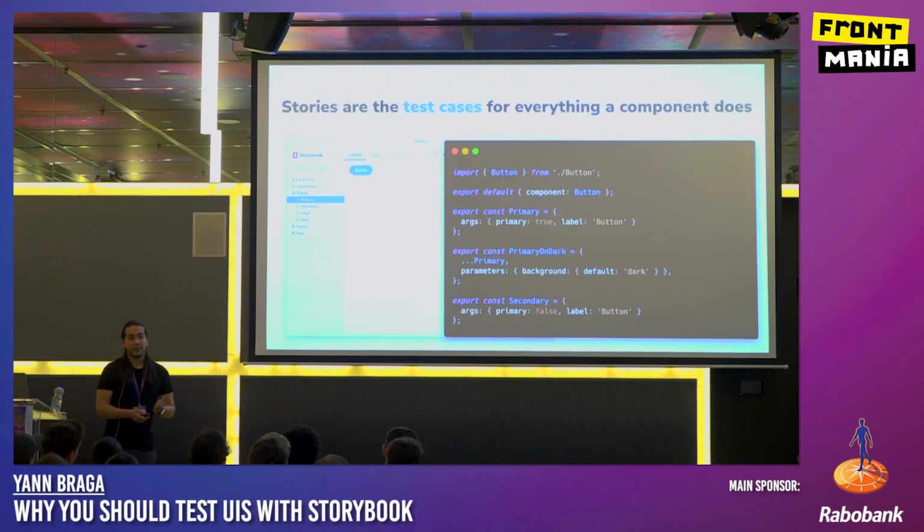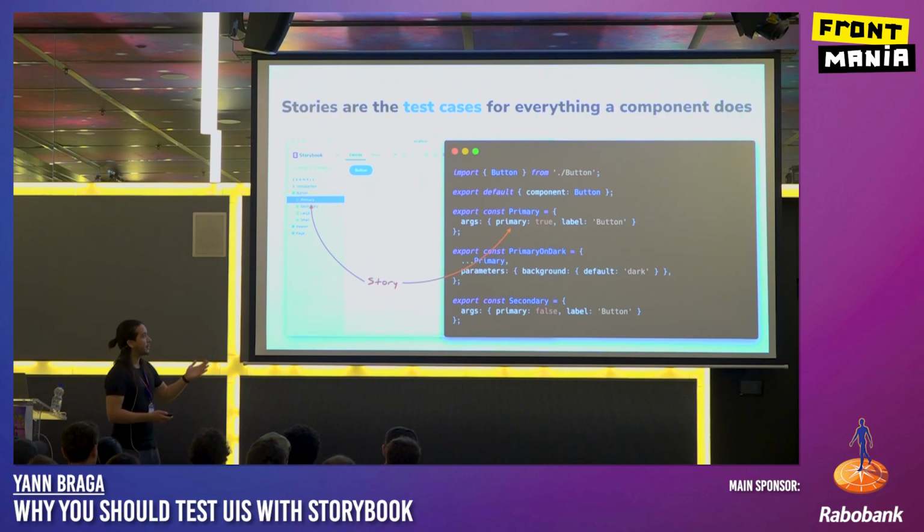So for the ones who don't know about Storybook, it uses the concept of stories, which are pretty much test cases for everything that a component does. So in Storybook, you have a file named after the component, such as button.stories.ts or JS or TSX, whatever extension you might be using. And then it has two constructs. The first one is called the meta, which is where you export a default object mentioning which component you're using. And then you have named exports that will contain the configuration of your component.